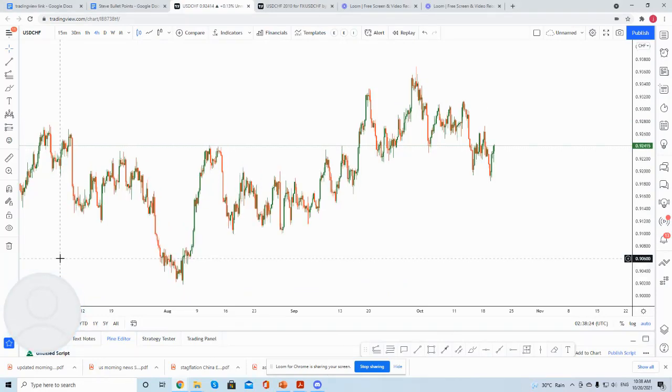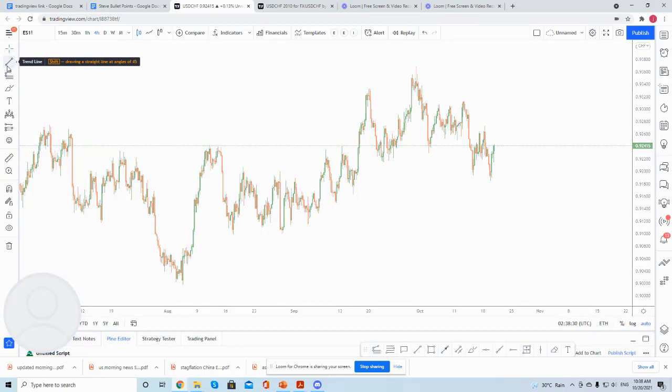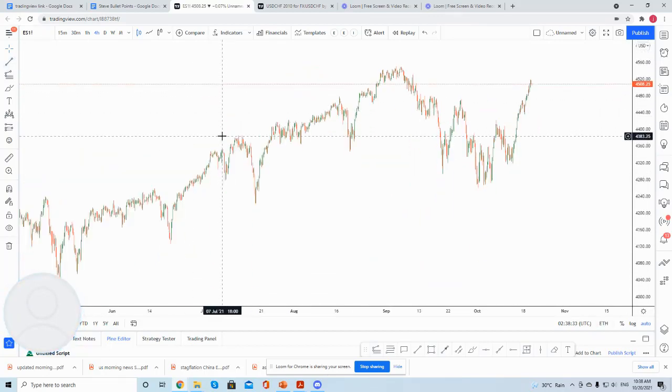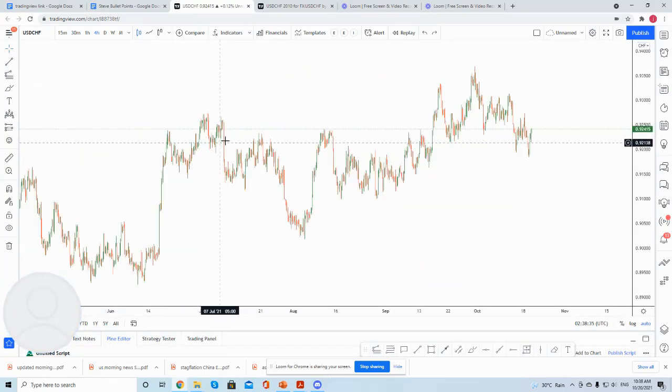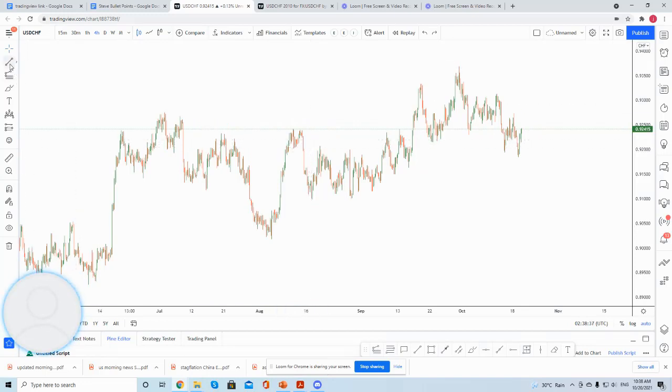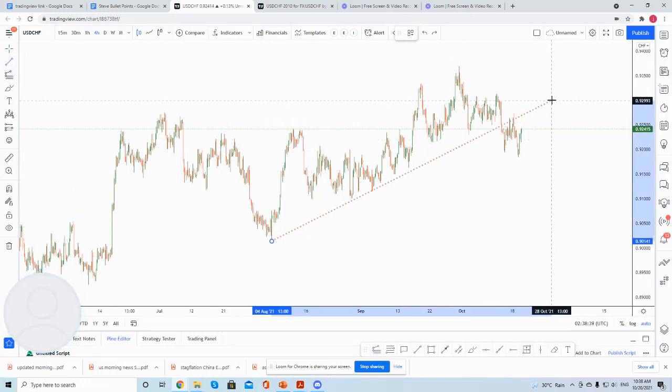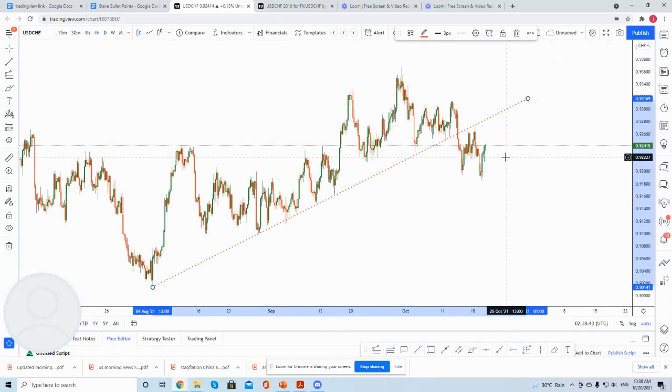Today we use technical analysis to identify high probability setups in the market. I always like to determine the market structure before beginning my analysis. Today we'll be talking about dollar franc. From the forward chart, you can clearly see that there's an ascending trend line, and price has recently broken out of it.